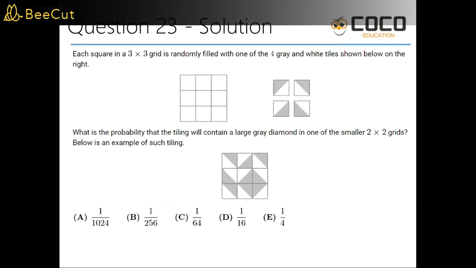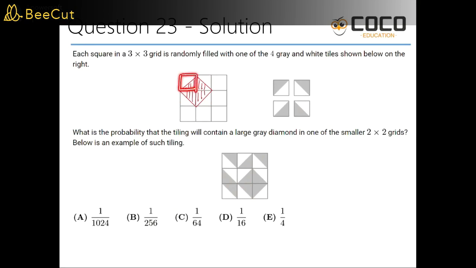Question 23. We want to find the probability that it contains a large grid diamond in one of the 2 by 2 grids. Let's show this in the figure. Suppose the shaded diamond is here. So these 4 are fixed. They must be in this orientation. For the others, they can be in any orientation.